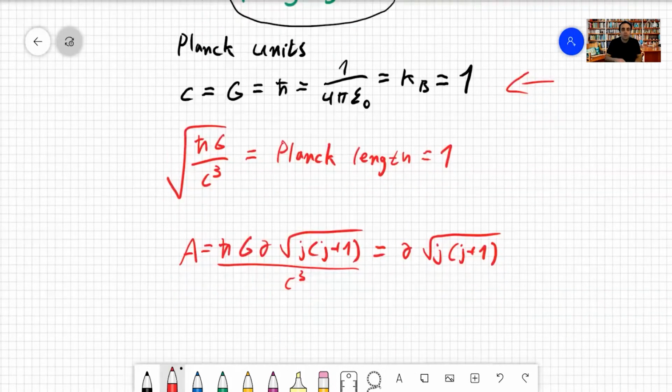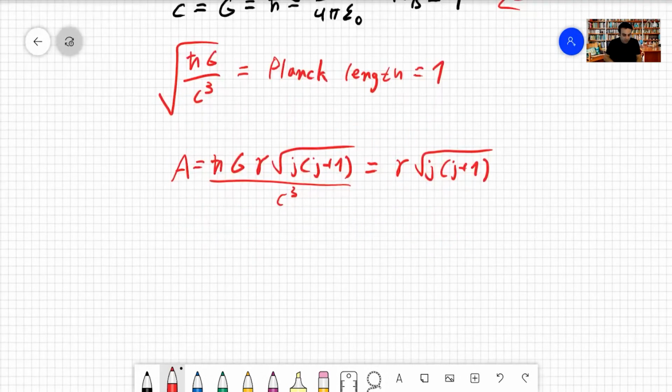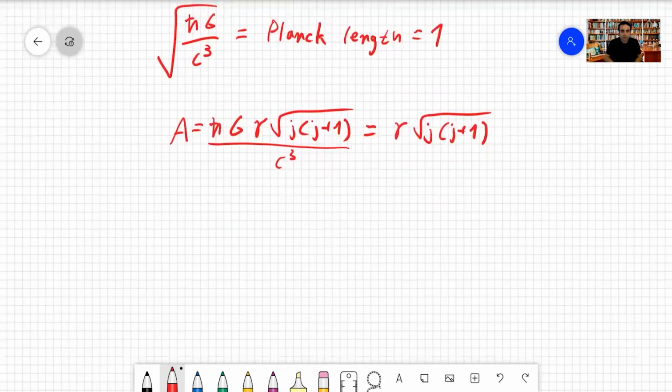I have another question on the chat. Before the square root of j(j+1), is that a two? No, it's a gamma. So this equation is from loop quantum gravity, and it is the equation for the eigenvalues of the area operator of a discrete space time. And we might learn a bit about this at the end of the course.